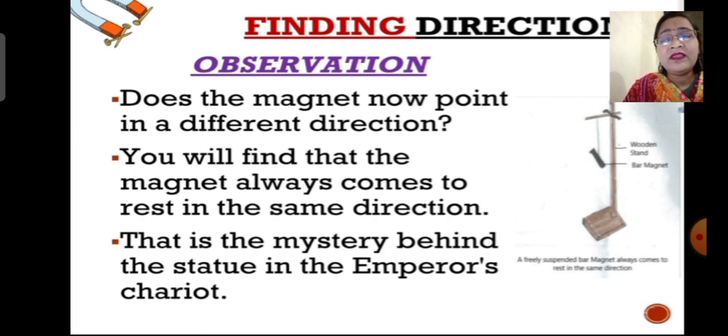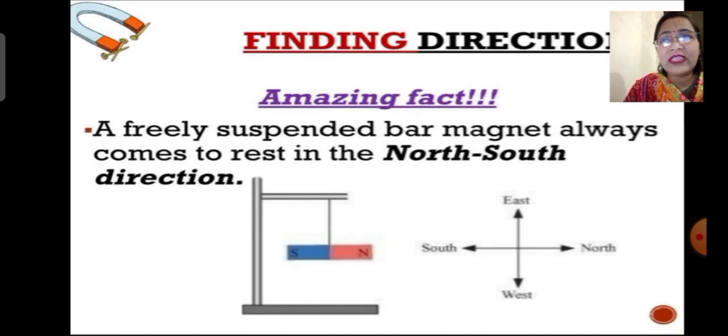Here children, what is the amazing fact that we came to know after this activity? We learned that a freely suspended bar magnet will always come to rest in the north-south direction. So now we understand why the ends of magnets, that means poles, are named north and south poles.